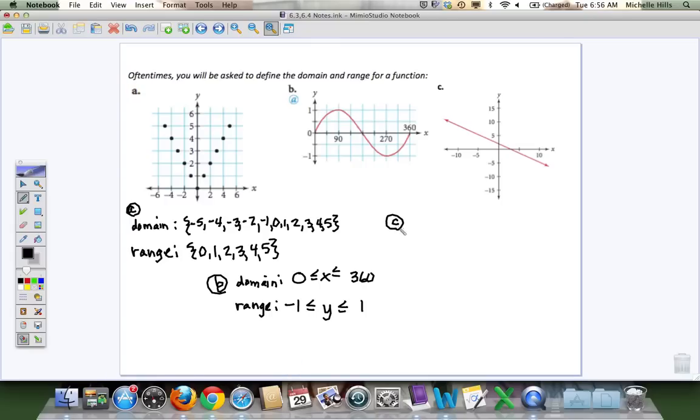For C, what's shown on the graph ends at about negative 15 and about positive 15. But because of these arrows at the ends, notice that there was no arrow at the end before, so that did not continue. It was just this part, and that was it. These arrows mean that it continues on forever. So if the domain is all of the values for x, as I keep going to the left and to the right on this line, I'm going to eventually hit every possible x value. So in this case, the domain is all real numbers.